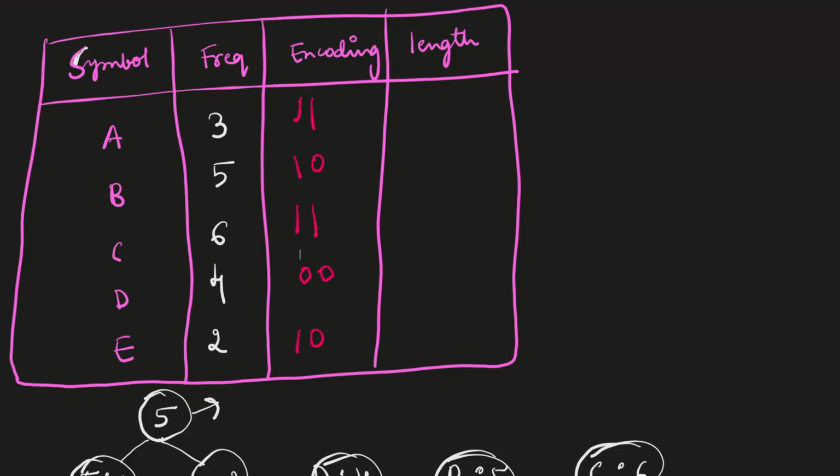Coding done. What do we need to do next? We need to find the length. So encoding 1 1, it is having 2 digits. So length would be 2. The same would come for 1 0, 2. And next for this. So all of them are having 2.